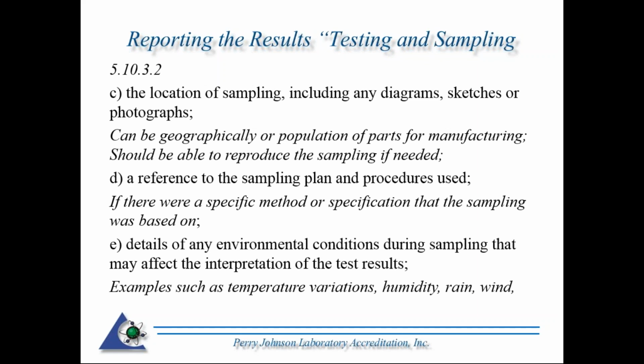E, details of any environmental conditions during sampling that may affect the interpretation of test results. So a couple of examples: perhaps there was temperature variation, humidity or rain, wind, something that was present while the sampling was taking place that may actually affect the validity of the test needs to be recorded.